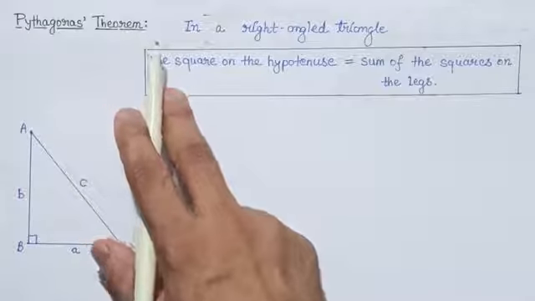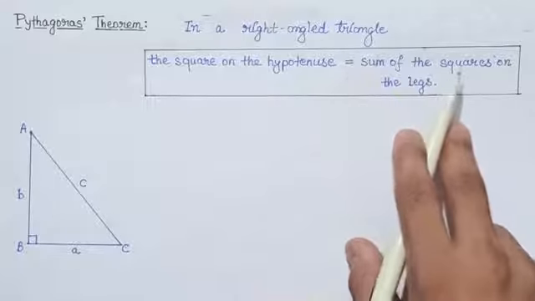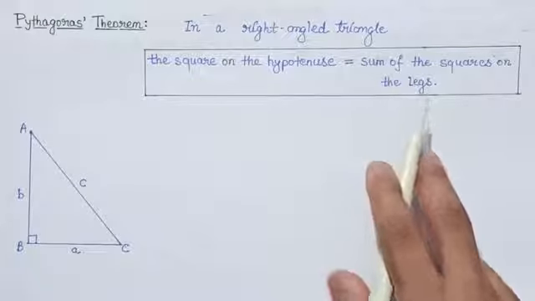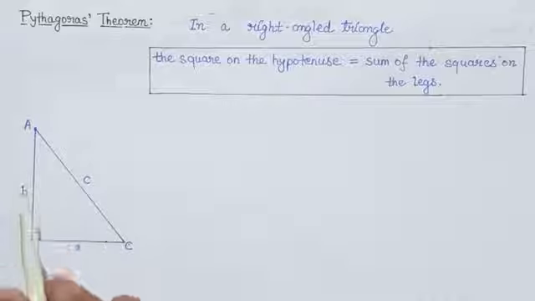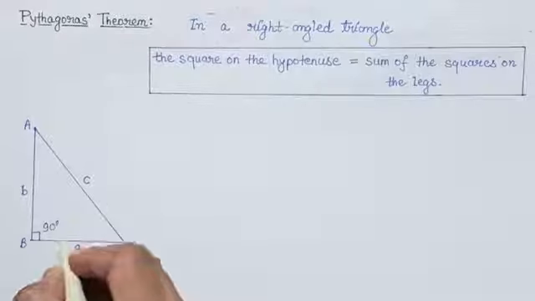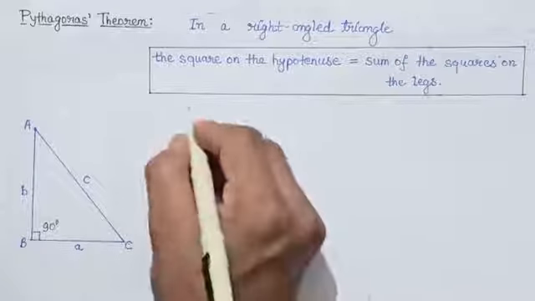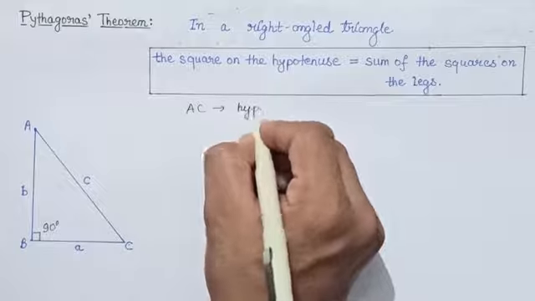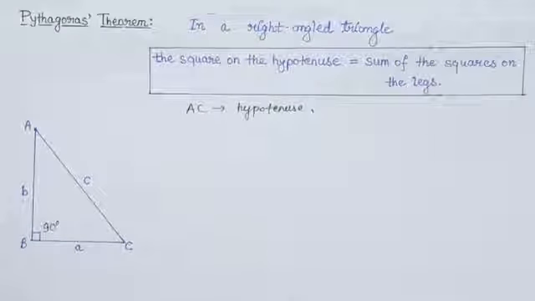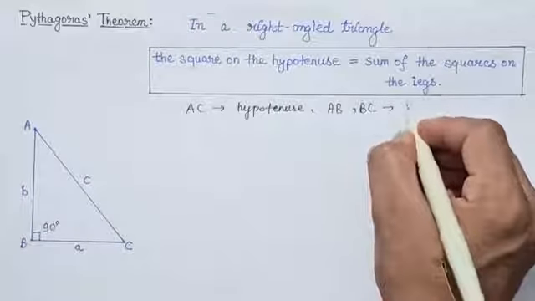Pythagoras theorem states that in a right angled triangle, the square on the hypotenuse is equal to the sum of the squares on the legs. Let us understand with the given triangle ABC. In this triangle ABC, you can see that it is a right angle triangle because angle B measures 90 degree. The side opposite to this angle is AC, hence AC is hypotenuse. And the sides other than AC are AB and BC, so AB and BC are its legs.